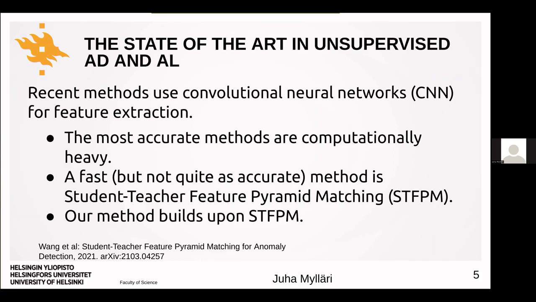All right, so before our research, what was the state of unsupervised anomaly detection and anomaly localization? Well, this has been a very active area of research in recent years. All of the most accurate models for the purpose use convolutional neural networks for feature extraction. Unfortunately, the most accurate methods are computationally quite heavy. But there is, fortunately, a computationally quite light method called student-teacher feature pyramid matching. And our method, discrepancy scaling, builds on this method.